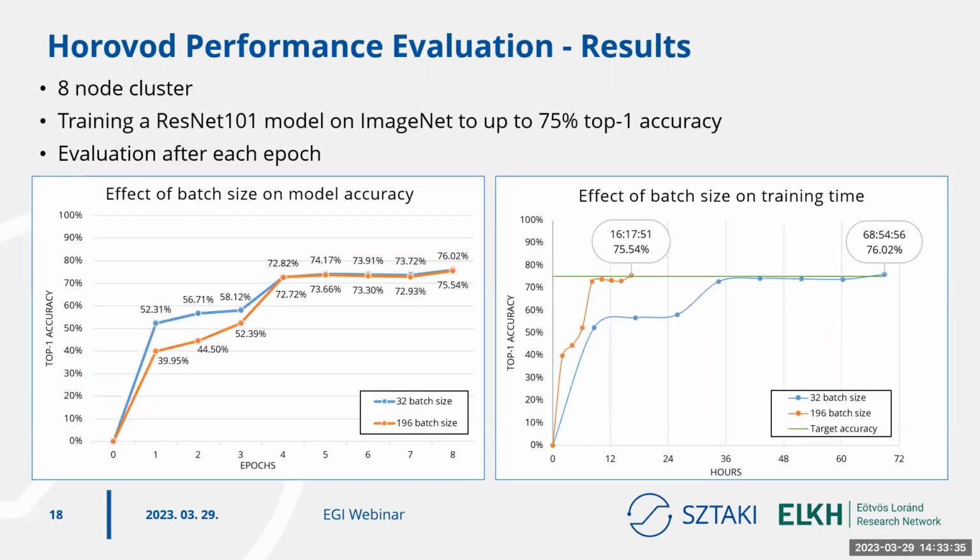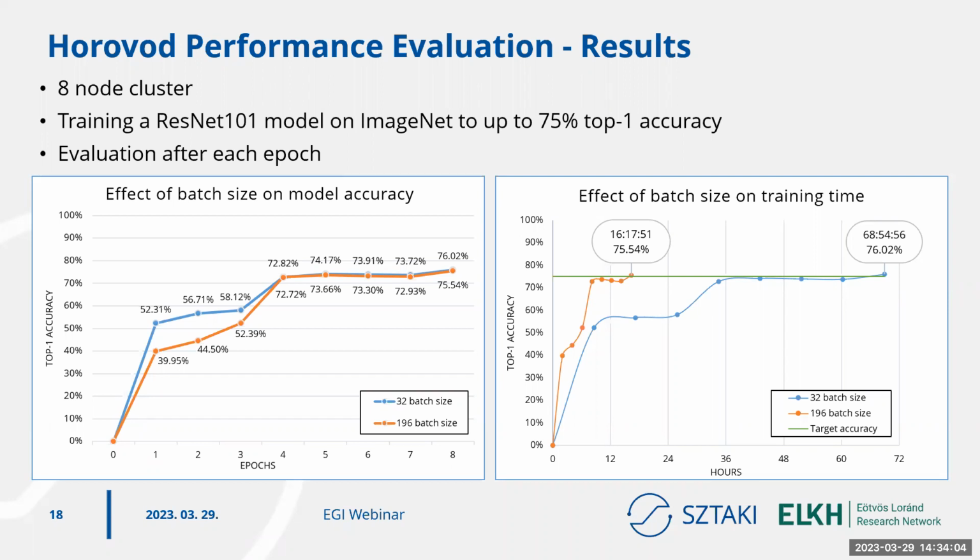As for the model performance, of course, accuracy was also examined, and we were interested in whether increasing this batch size would have a negative effect on the accuracy of the resulting model. In this case, we always performed the experiment on 8 nodes and evaluated the accuracy of the model after each epoch. One epoch basically means processing the entire dataset once.